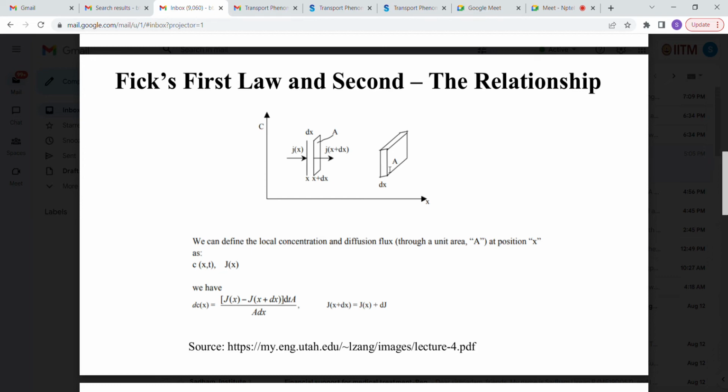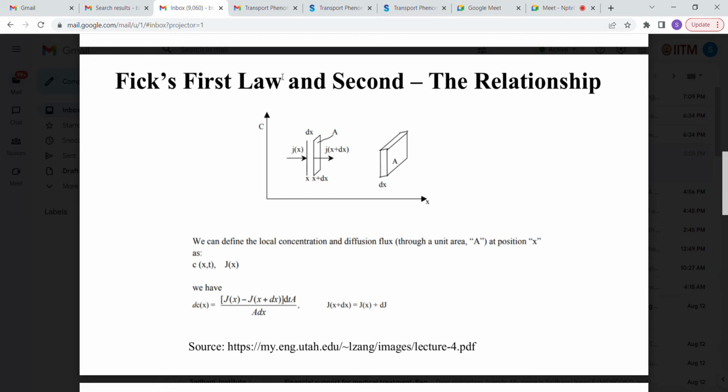from a solution that is containing a concentration gradient, and the area of the volume element is A, and the width of the volume element is dx, which is an infinitesimally small slice of the solution, so that we can compute what we need to compute. That's what this represents.